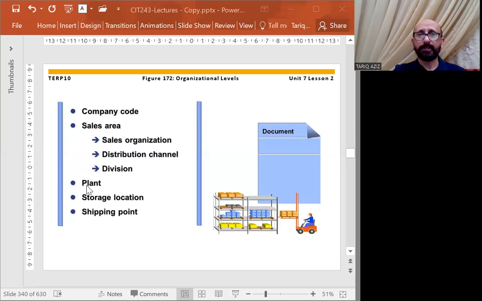Then we have plant, and plant has storage location. This is compulsory. Plant has to have a storage location, at least one storage location. Then we have the shipping point. So these are the most important organizational data for sales and distribution. We do have some other organizational levels, like sales office and some other shipping points, so you may have some. But these are the main ones which you have to focus on for the certification exam. Any question on this point, guys?